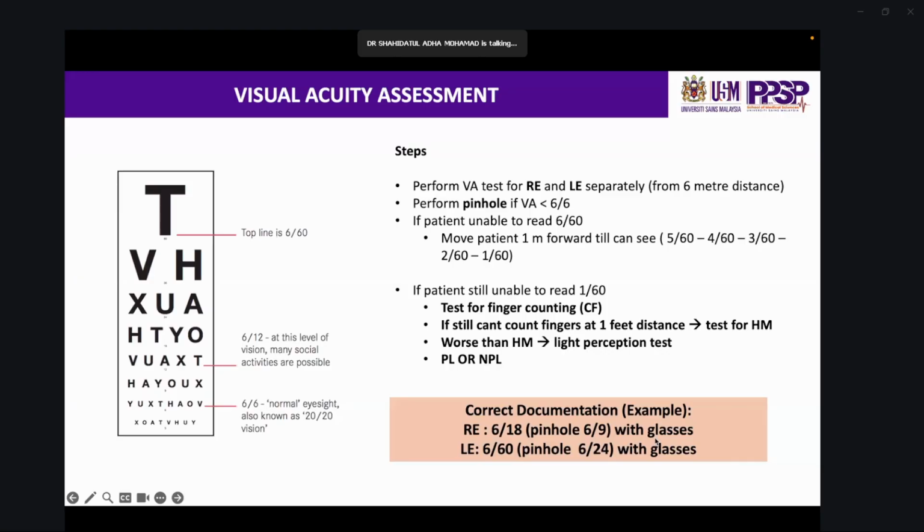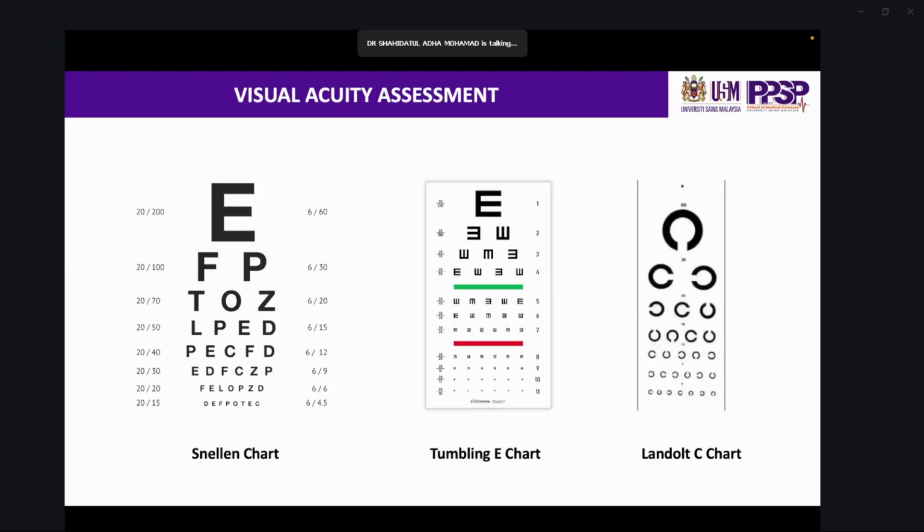If the patient is not on glasses, meaning no refractive error at all, no need to write. But if the patient has refractive error and wears glasses, but at that particular time they didn't bring the glasses, you need to write 'without glasses'. Okay, so visual acuity can be assessed by the Snellen chart, the standard one with letters. But in the case of patients who are not able to read, or perhaps kids, you can use the tumbling E chart or Landolt C chart. I'm sure every clinic also has this one.